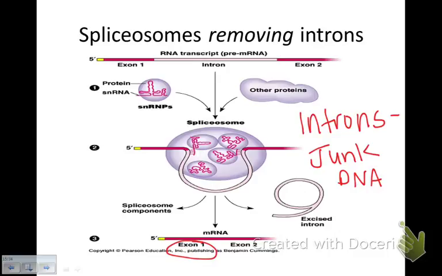Now, when I first learned that, I was like, I don't understand why is an intron, which means inside, and exon, which means outside. Well, think about it. We're still in the nucleus. The introns are going to stay in the nucleus. Introns stay in the nucleus. Exons do what? They're leaving the nucleus. Where are they going? They're going to the ribosome.